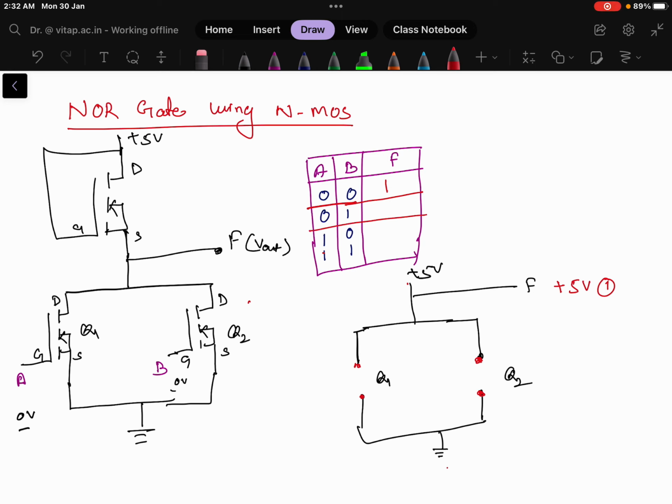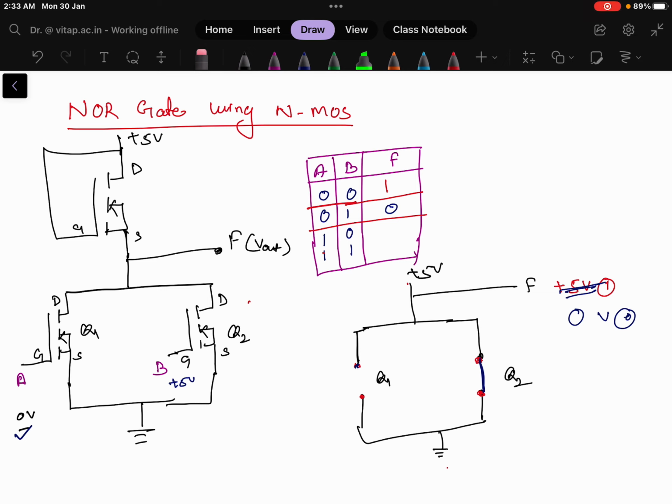Now let us see the second case where the input is 0 and 1. So A is given as 0 volt and B is given as plus 5 volt. In this case what will happen? The Q1 MOSFET is open circuited because 0 volt is given, and the Q2 MOSFET will be short circuited because the gate voltage here is 5 volt. Once it is short circuited, the current will flow in this direction as a short circuit path, and we will get the output as 0 volts. 0 volt means logic 0. So for 0 1 input the output is 0.